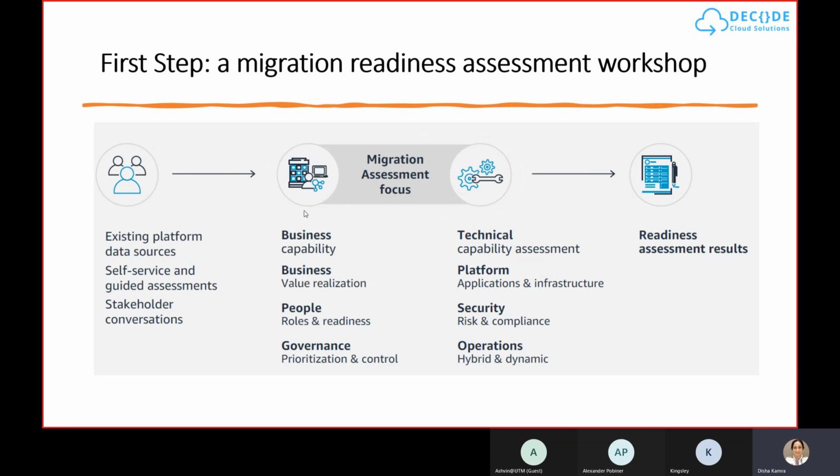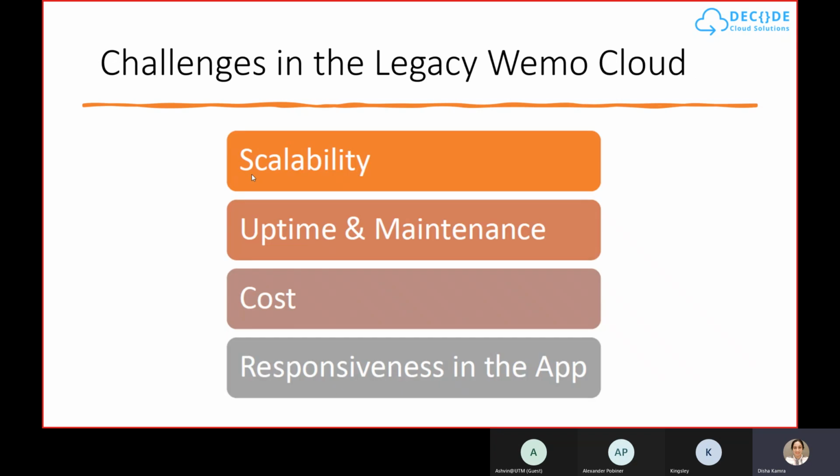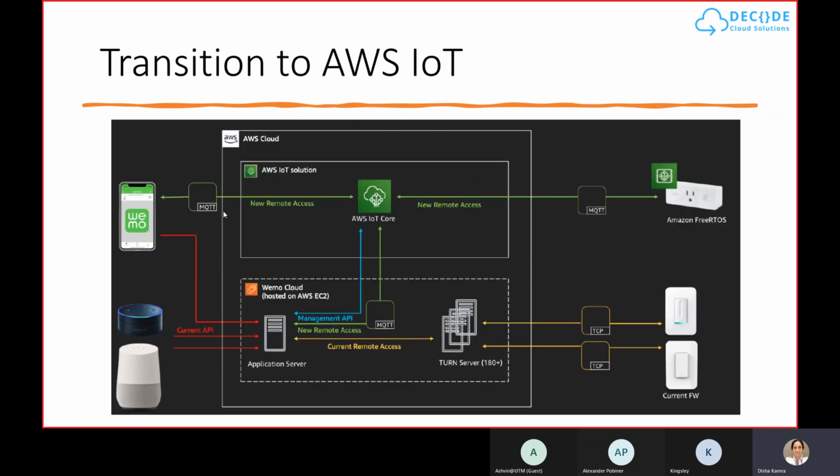Cloud was facing when they were running their own architecture design. The challenges they were facing were how to scale the infrastructure, how to handle uptime and maintenance, deciding on the cost, and the responsiveness of the app, which was not adequate in the very first place. So what they have done: this was the architecture where they had their own Wemo Cloud, hosted within it, and they had some management APIs and remote access.